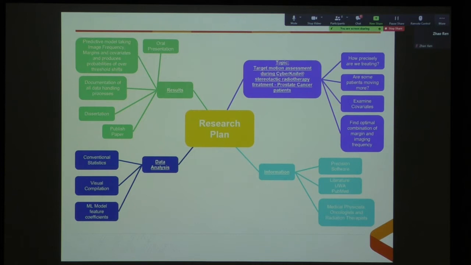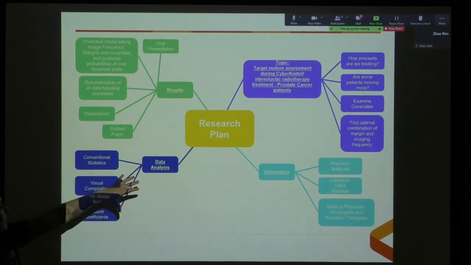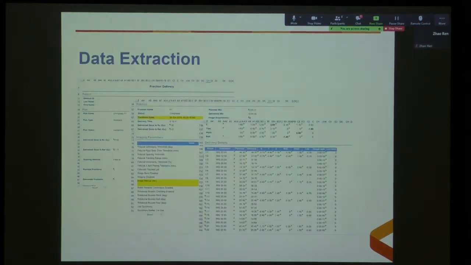So I've been out here for a little while already due to the graduate program. So for me, I am between here and here, looking at the covariate factors and finding the optimal combinations for margin and imaging, and also somewhere between here and here where a lot of the data analysis has been completed, looking at constructing a predictive model, and then moving into the presentation of all of the results. So I'm going to take you a little bit through what I've done so far.